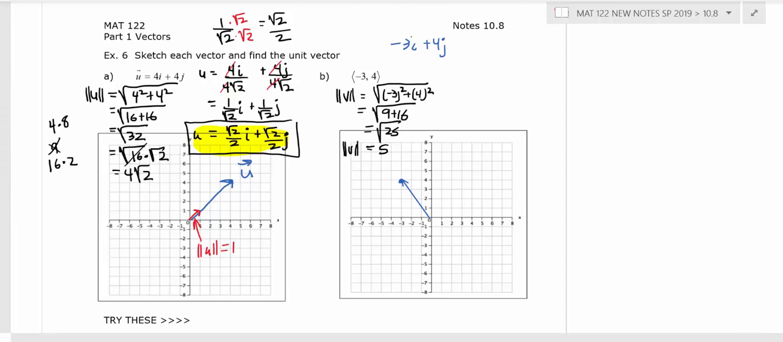Okay, and this is something that hopefully you already recognize. This would really be a triangle with 3 and 4. That's a 3, 4, 5 right triangle. So that magnitude is the length of that hypotenuse.